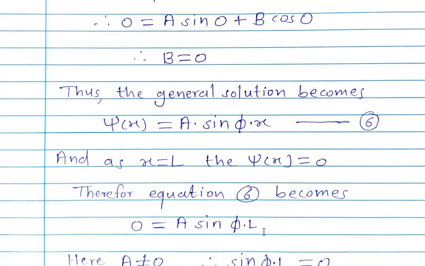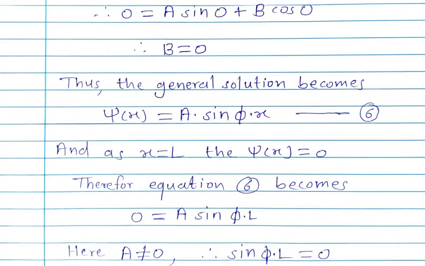But here we have to understand that this a in the equation of psi of x should not be equal to 0. If this a itself is 0, then the psi of x becomes 0. Whatever be the value of x, the psi of x itself becomes 0 if the value of a is 0. So that's why this a should not be equal to 0.